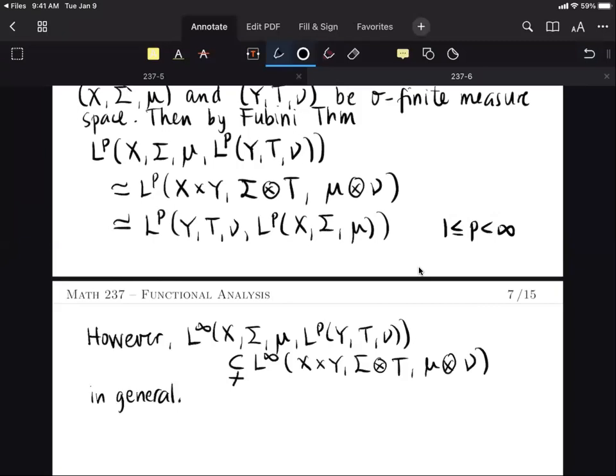So these are some examples of Lebesgue spaces that we will see in future discussions. In the next lecture, we will discuss the concept of differentiability, or more precisely, weak differentiability for Lebesgue functions. See you there.